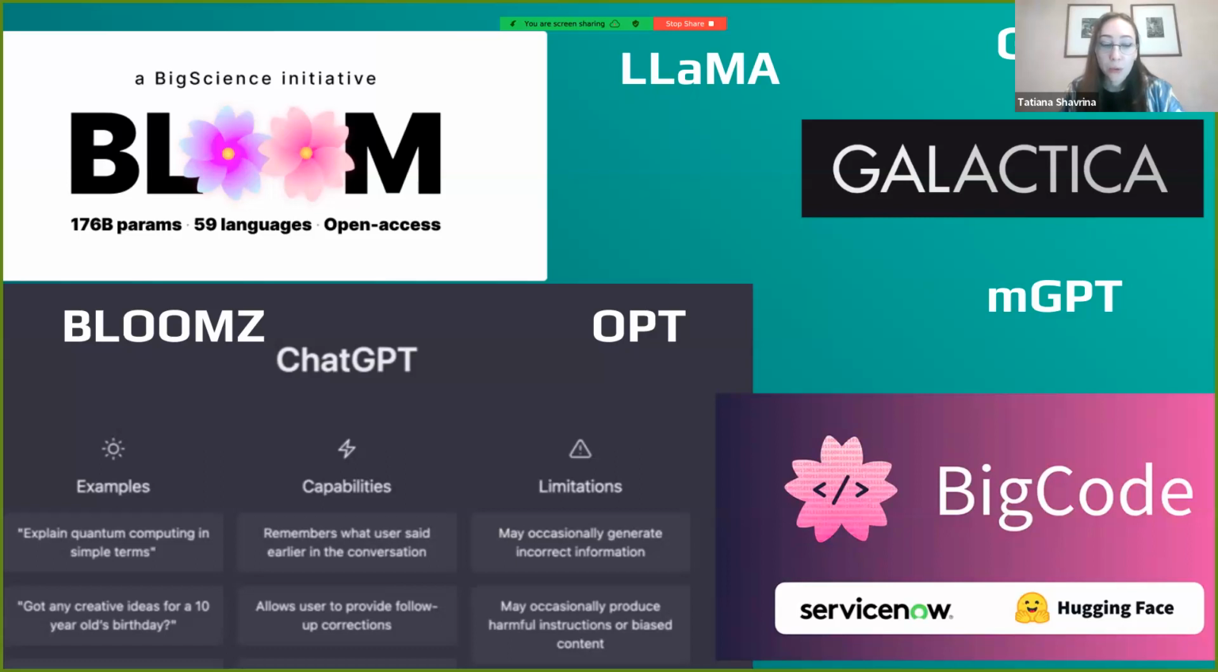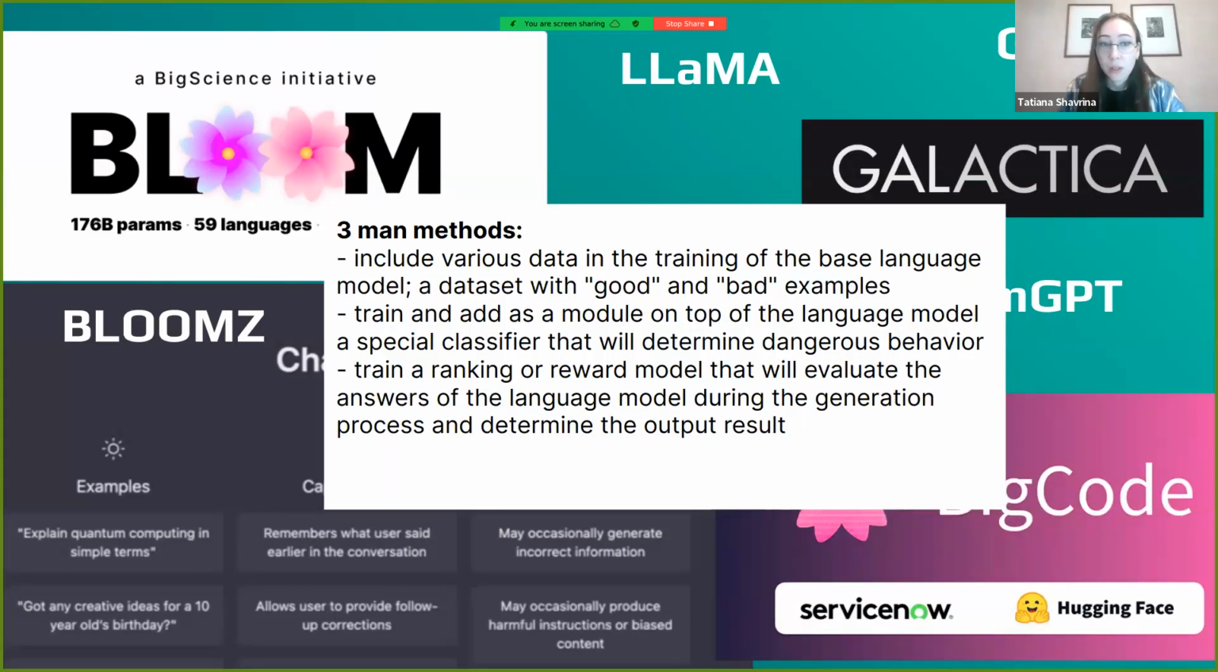Every now and then authors release a new model and publish a paper or a preprint on arXiv, and they measure their language models on various datasets with various methods also. So at least what we can do is include various data in the training of the base language model, which is the general solution. In the pre-train, we should have all the good and bad examples and not filter out the bad examples. And then when we train the supervised fine-tune or the ranking or reward model, we show the good examples. So this is kind of the common sense that we have here.